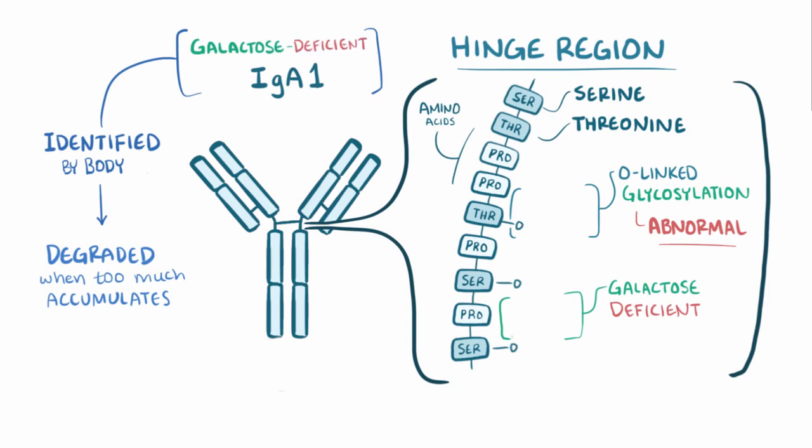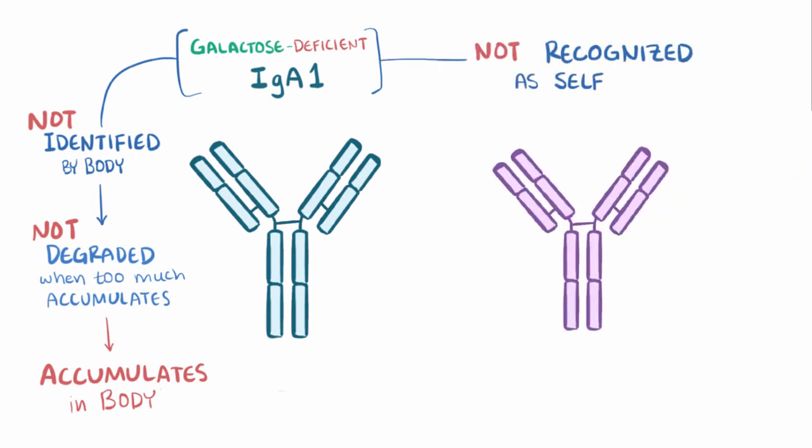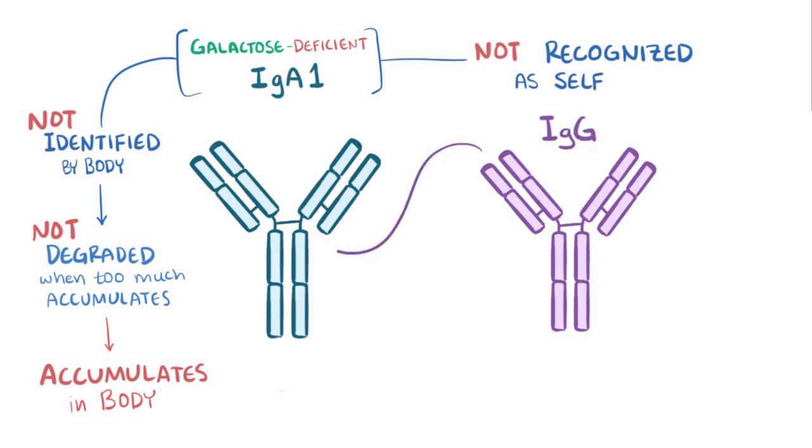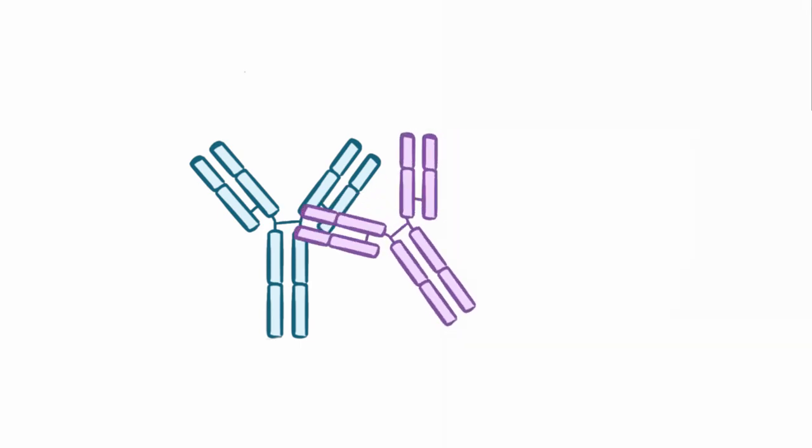These galactose deficient IgA1s are not identified by the body, and therefore not degraded, allowing them to simply accumulate in the body. In addition, it's thought that these galactose deficient IgA1 antibodies are different enough from normal IgA1 antibodies that the body no longer recognizes them as self. In response, the body generates IgG antibodies that target the abnormally glycosylated residues, and these are known as anti-glycan IgG antibodies. When these anti-glycan IgG antibodies bind to abnormal IgA1, immune complexes are formed.